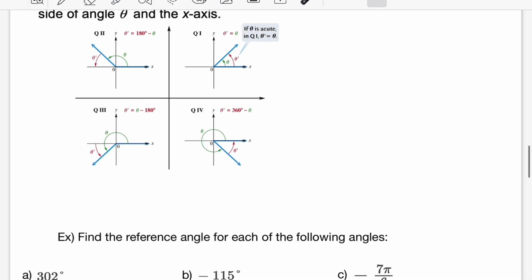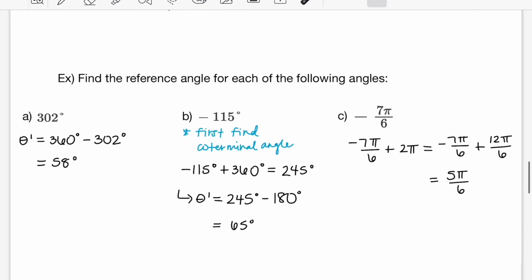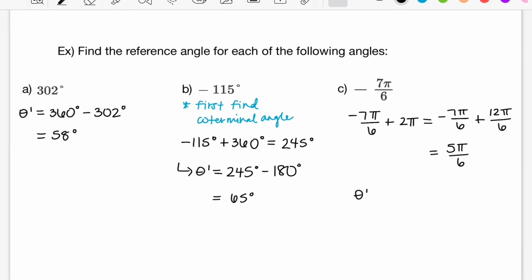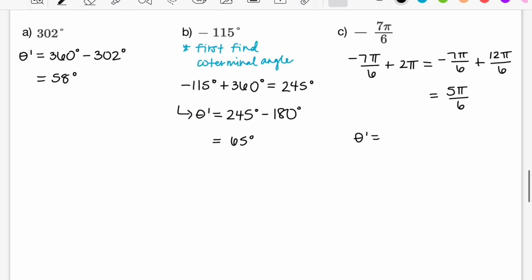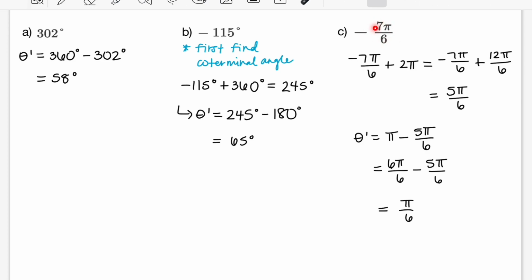Now 5 pi over 6 is going to be in our second quadrant here. So we'll use this formula to find theta prime. And again, we want to do this in terms of radians. So instead of doing 180 minus 5 pi over 6, we'll do pi minus 5 pi over 6, since 180 degrees is equal to pi. Getting the same denominator here, we'll get pi over 6. So our reference angle for negative 7 pi over 6 is going to be pi over 6.